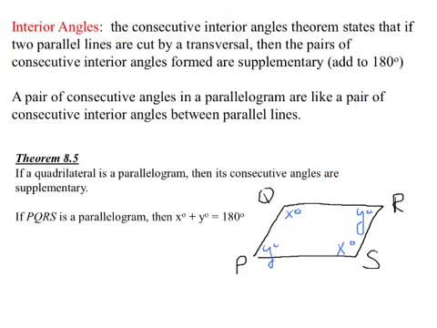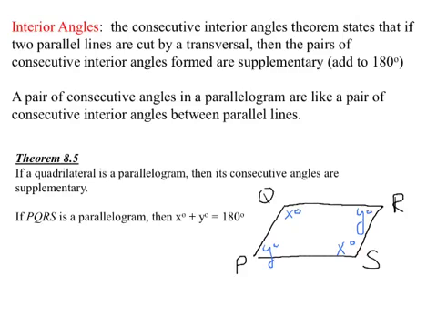Next section, interior angles. Consecutive means one after another. Consecutive interior angles theorem states that if two parallel lines are cut by a transversal, then the pairs of consecutive interior angles formed are supplementary. They add to 180 degrees.